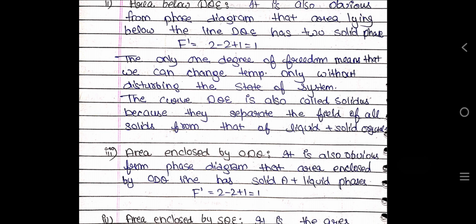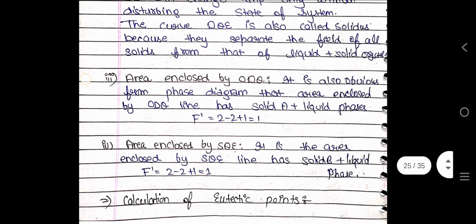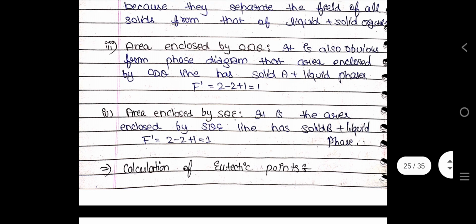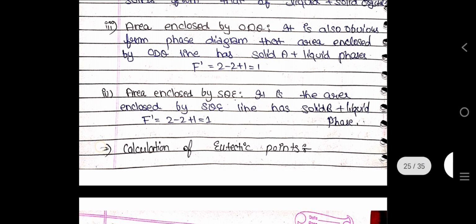Area above OQS: it is obvious from the phase diagram that the area enclosed above the line QOS only has a liquid phase, which means F dash is equal to 2 minus 1 plus 1, which is equal to 2 degrees of freedom. This means that we can change the temperature and composition without disturbing the completely melted state, as long as the temperature and composition coordinates lie above the line OQS.